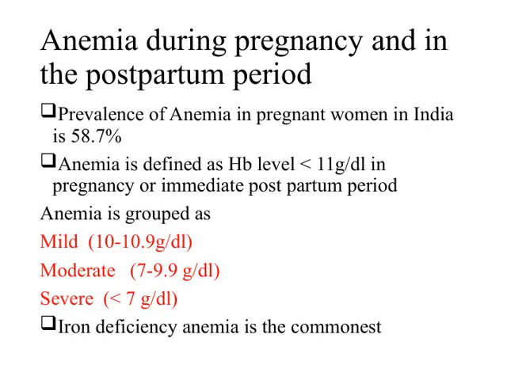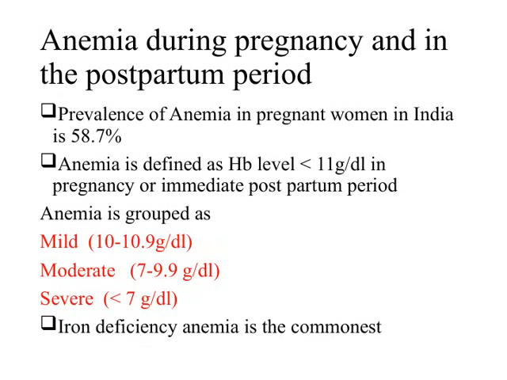In India, the prevalence among pregnant women is quite high, about 58.7%. That means more than half of pregnant women are affected, which is a significant public health concern. Now, how do we define anemia in this context? It's when the hemoglobin level drops below 11 grams per deciliter, either during pregnancy or right after delivery.